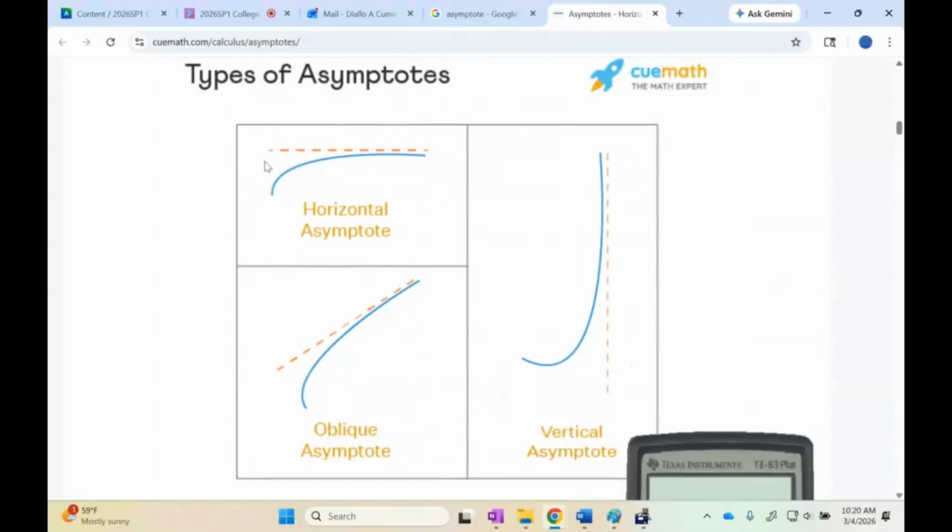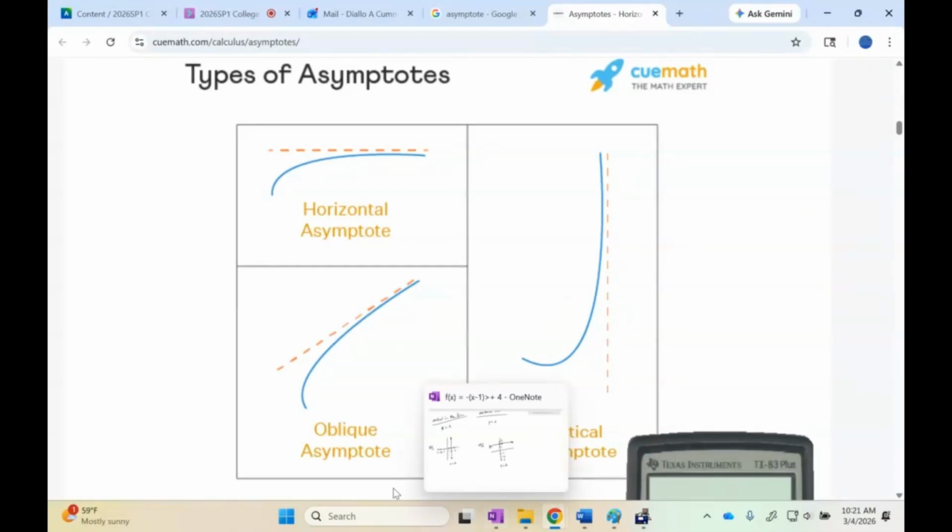This will be a horizontal asymptote. Notice how the graph gets closer and closer to the line, but never will touch. And this is called an oblique or a slant asymptote. It's a diagonal line that your graph gets closer to, but never will ever touch. All right, so those are asymptotes.